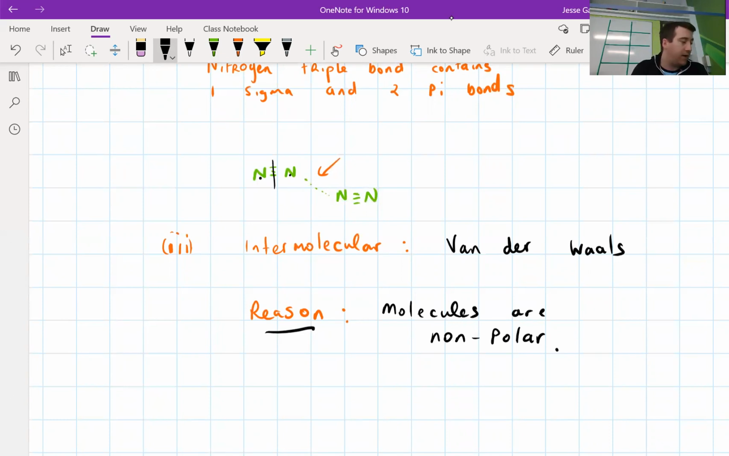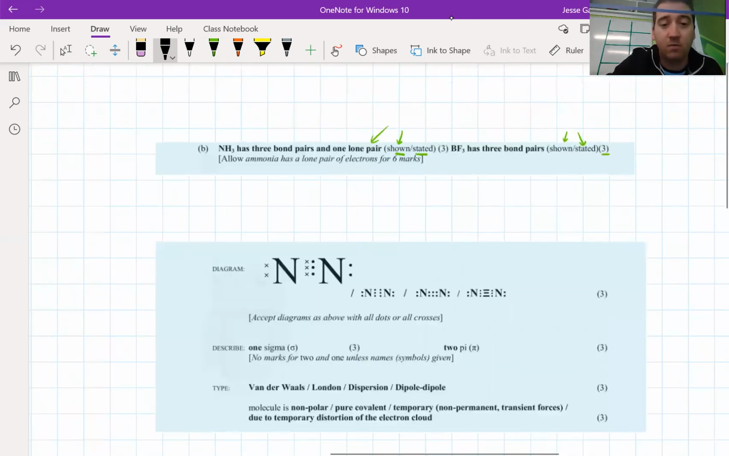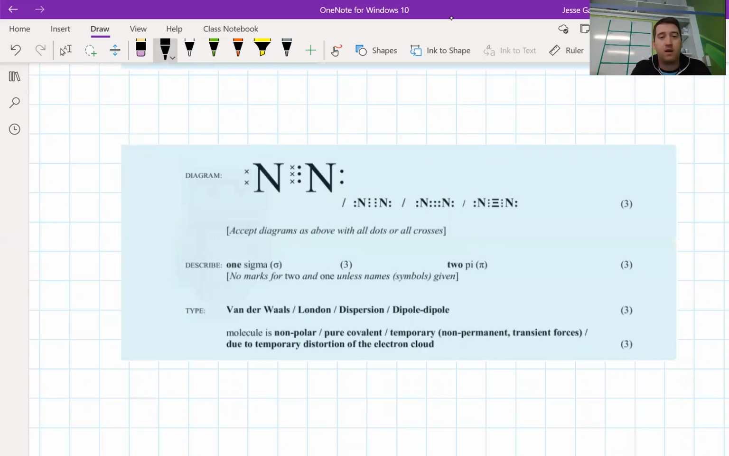Okay. All right. So what I'm going to do is put up the marking scheme now, just so you can see and check over your answers and confirm them. So here you see the first part, your dot and cross diagram of the nitrogen molecule. Yeah, that's fine. Describe, we've got 1 sigma and 2 pi. So that was the triple bond. What type of forces? Van der Waals forces. And why, explain why the molecule is non-polar. Or you could have said pure covalent. But yeah, non-polar is the reason why.